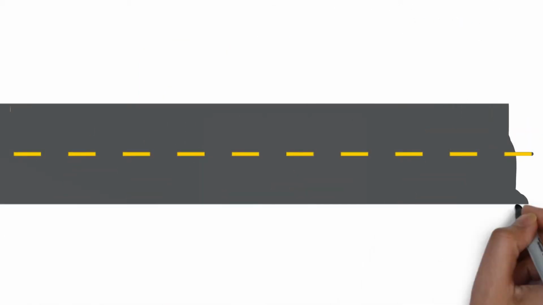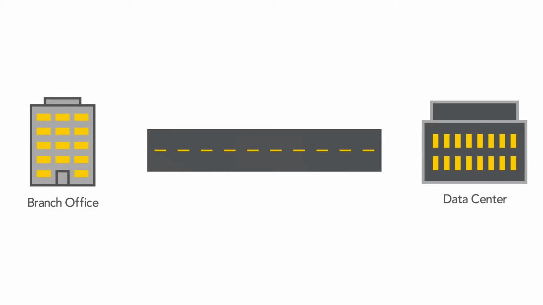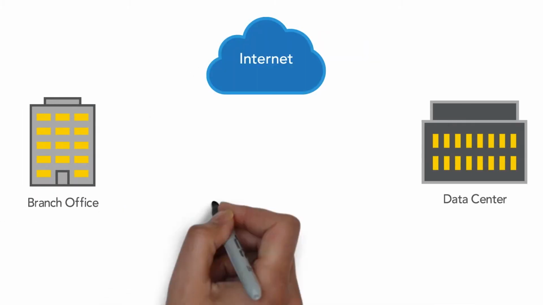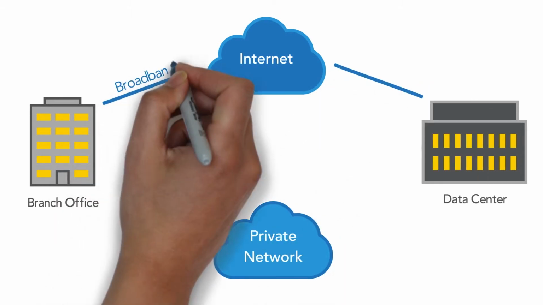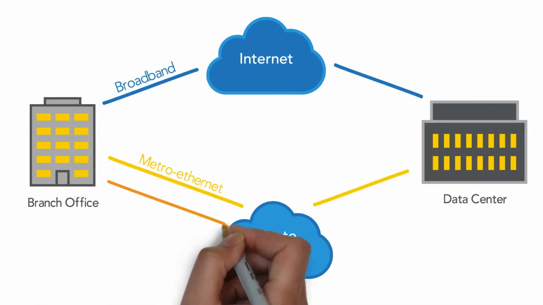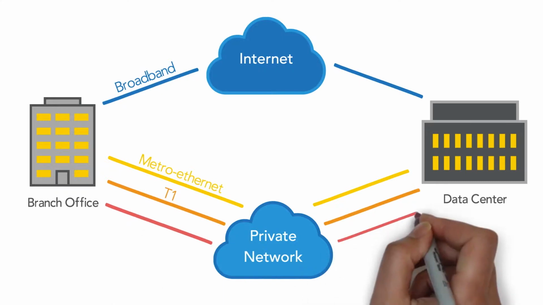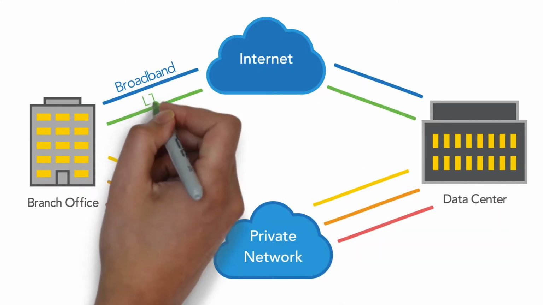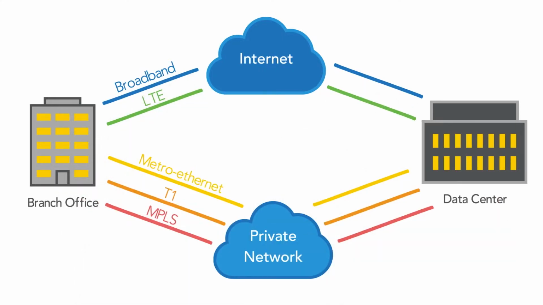SD-WAN takes the principles of SDN and applies them to the wide area network. Simply put, the WAN is the highway that interconnects enterprise resources to each other. Now, when we talk about the WAN, we talk about transports or methods of connectivity. Some examples are broadband, Metro Ethernet, T1, MPLS, and LTE.